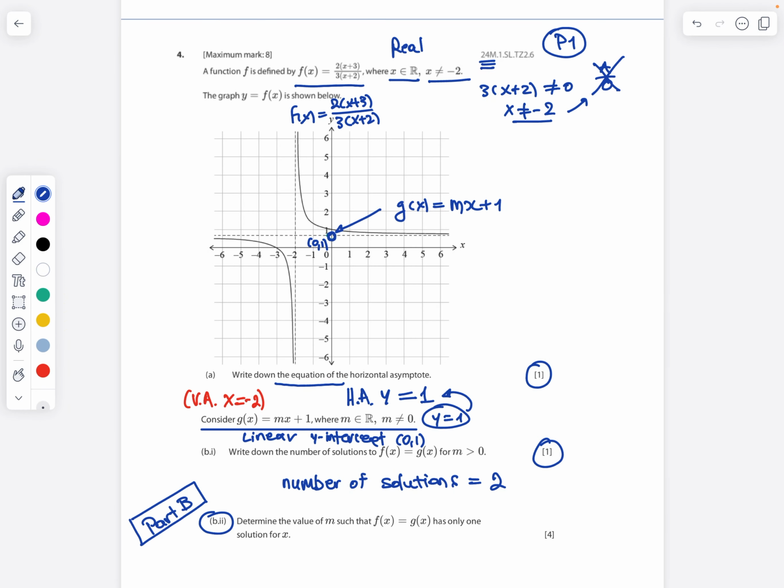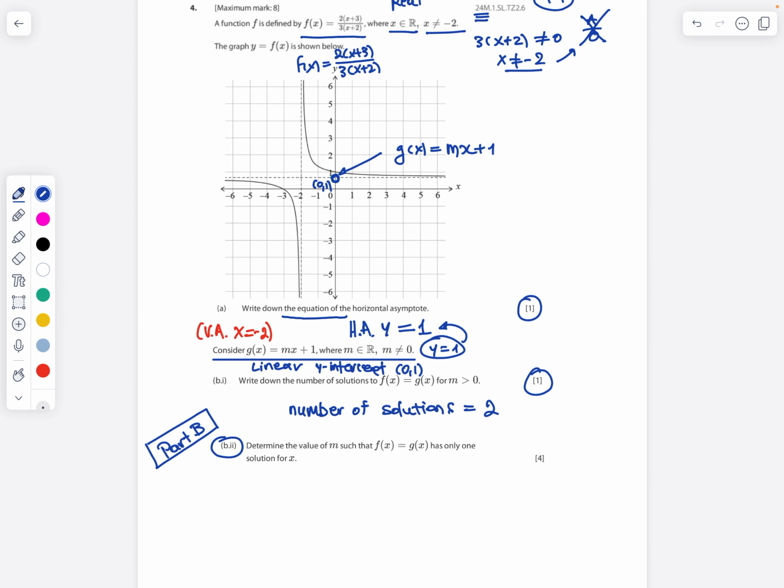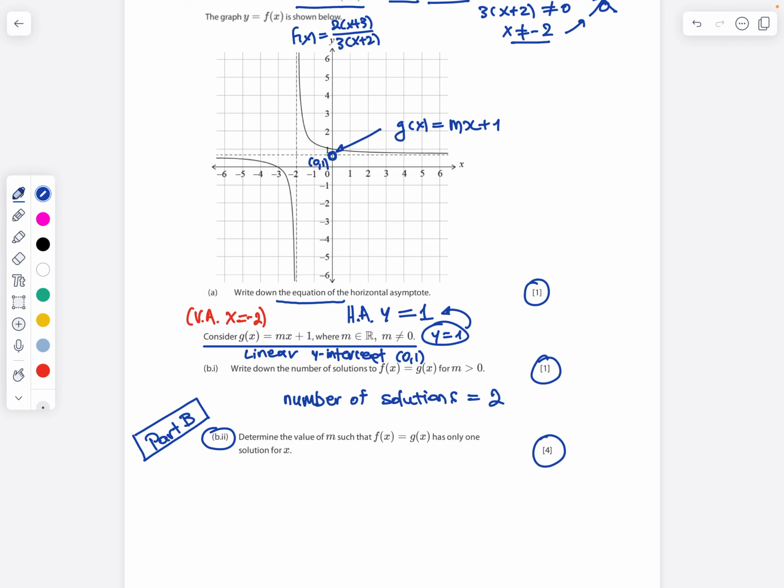Okay, now we're going to tackle part B. Part B, which you can see is for 4 marks, so that means there's a little bit of work to be done for that. We're still working with the linear equation that we worked with before, which is g of x is equal to mx plus 1. But this time we want to identify the value of m such that g of x and f of x have only one solution.